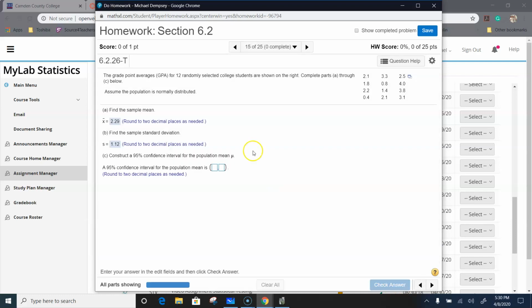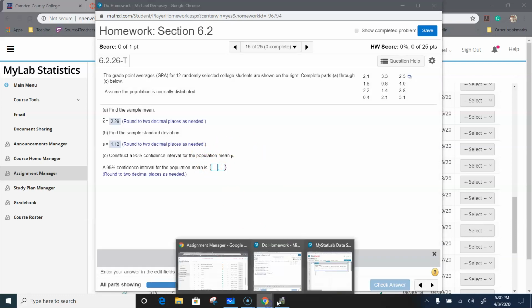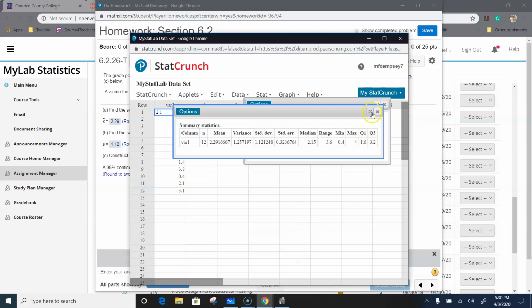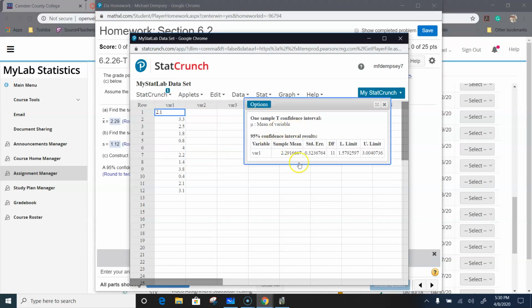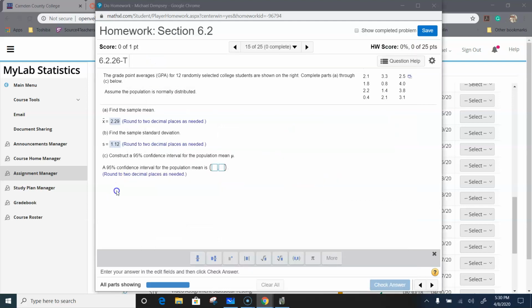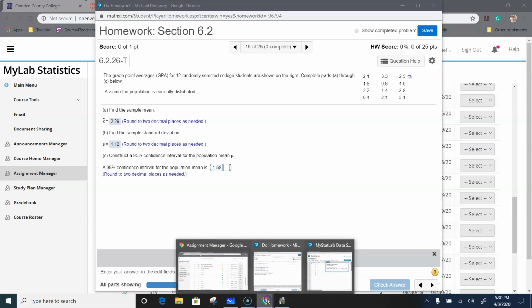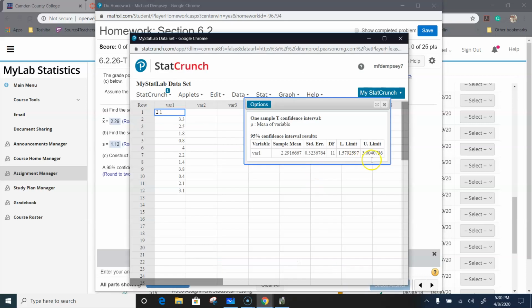Check answer. Okay, 95% confidence. Luckily, we already did that. Let's see if it's still in my StatCrunch. Close that. Yeah, it's right here. Here's my lower limit, 1.579, which would be 1.58. And then my upper limit, still here in StatCrunch, 3.00 to 2 decimal places.